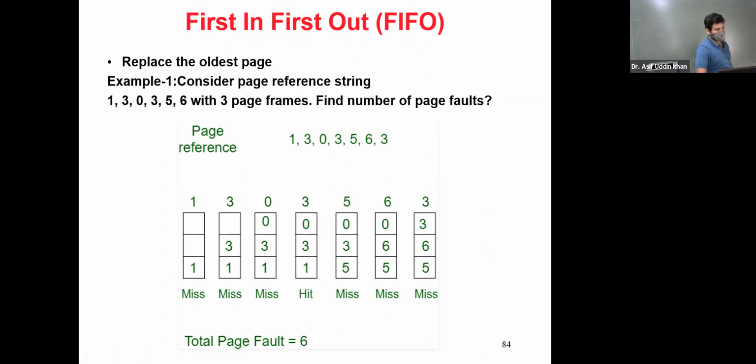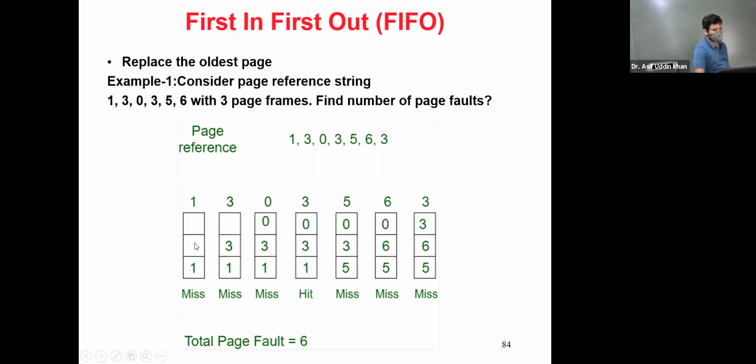Now it is asking to find the number of page faults, and I told you that a page fault is whenever the processor requires a page and that page is not found in the main memory frame, then that is known as a page fault. So in this case, it is asking to find the number of page faults in this scenario. Here the pages are given. These pages are required by the processor, and 3 frames are given. So this is the page reference. Page reference means the pages required by the processor. And I told you that 3 frames are used here. So 1, 2, 3, 3 frames are there.